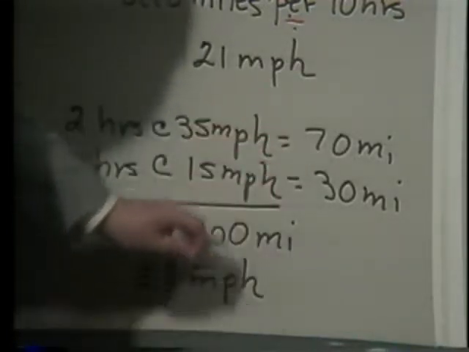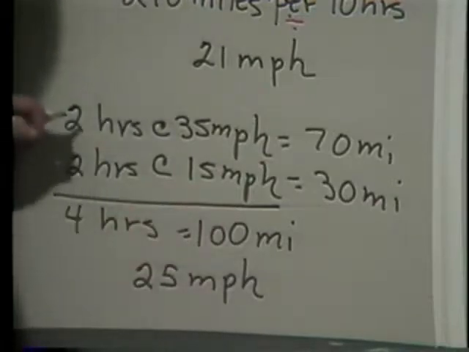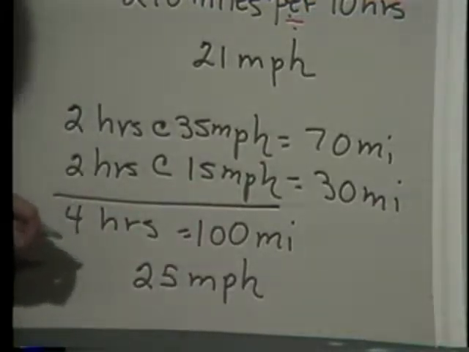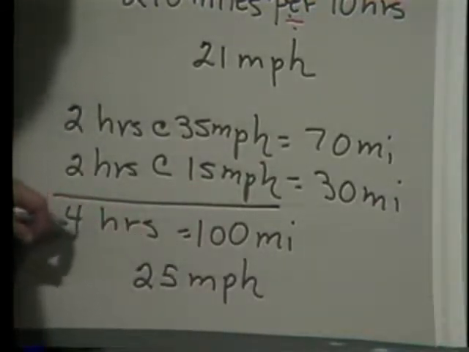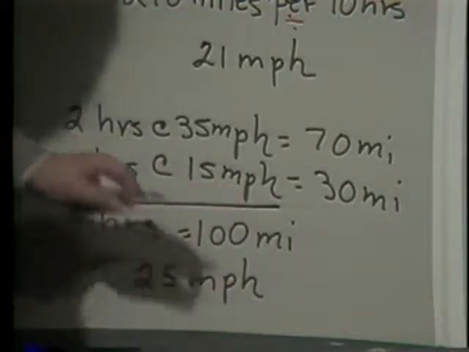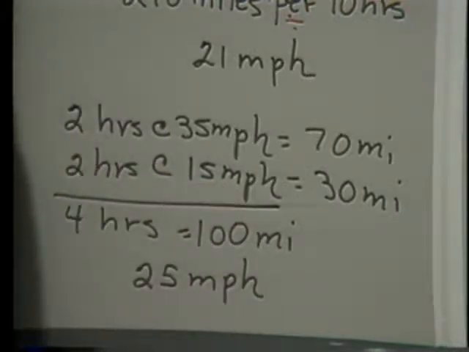I add the 70 miles and the 30 miles, that gives me 100 miles. The total time is 2 hours and 2 hours, that's 4 hours. If it takes me 4 hours to go 100 miles, that's an average of 25 miles per hour.